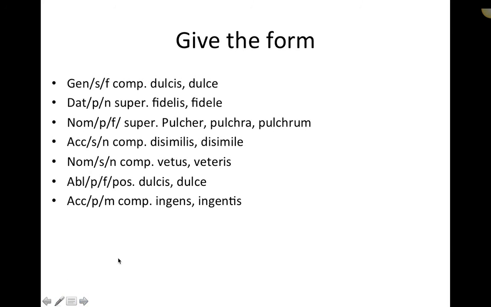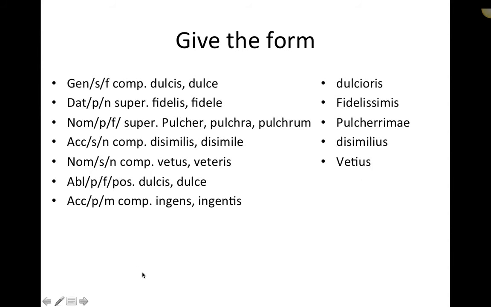All right, answers are as follows. You have dulcioris, you have fidelissimus, you have pulcherrimi, you have dissimilius, you have vetus, you have dulcibus, and you have ingentiores. So again, just so that you can see how this happens, dulcis, dulce: you want to make a comparative, so you're taking dulcis, dropping that is, putting an IOR on it, and then all you need is that genitive singular feminine ending, which if you're looking at your chart, you would notice is just an is. So no big deal.